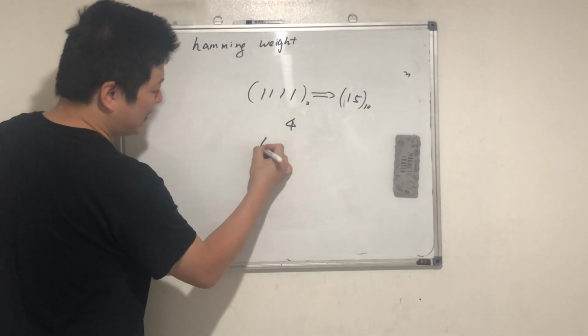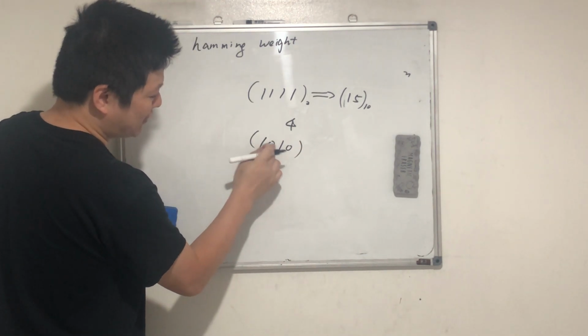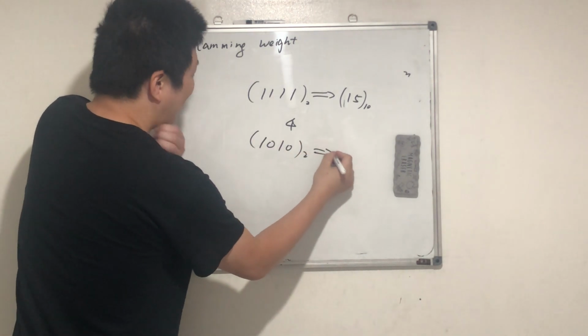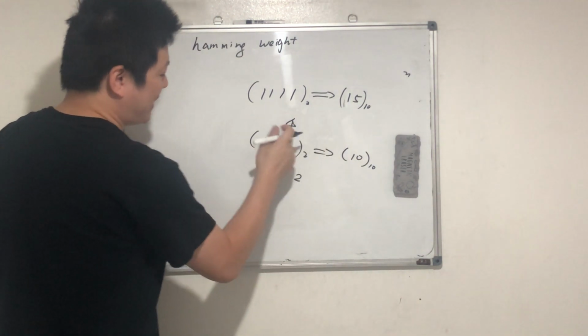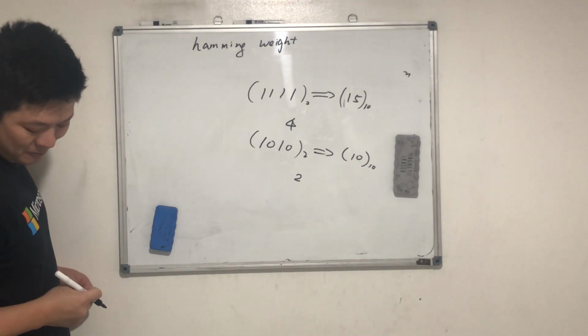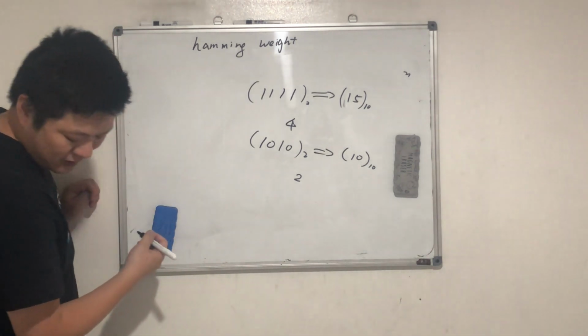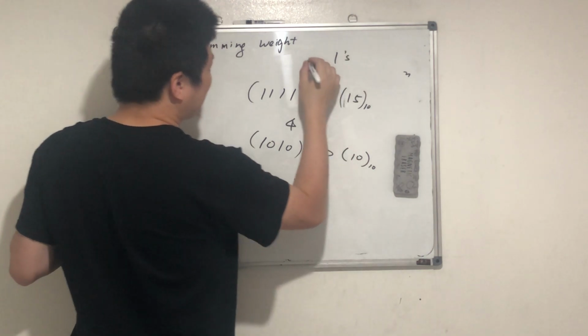Or maybe look. 1010. That's 2 to the power 3 plus 2 to the power 1. That's 10. Right? So the Hamming weight of 10 is 2. Hamming weight of 15 is 4. So what am I looking for here? Oh yeah, the number of ones. Yeah, the number of ones is the Hamming weight.